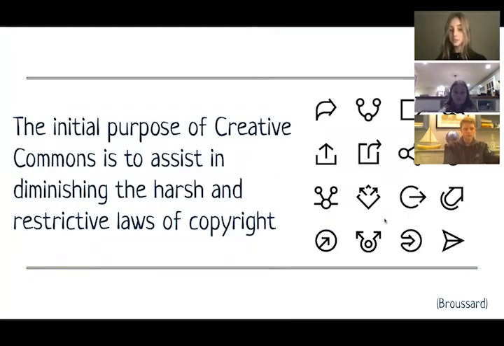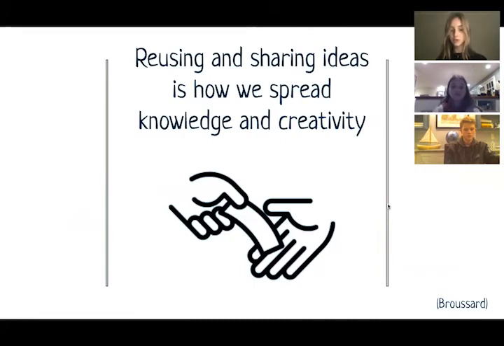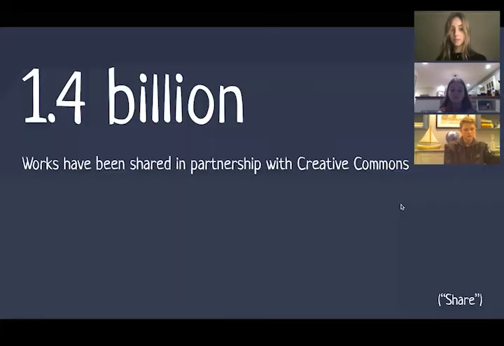The goal and initial purpose of the creation of Creative Commons is to diminish, or at least assist in the process of dampening, the harsh and restrictive laws of copyright. As a global unit, reusing and sharing ideas is how we spread knowledge and creativity, which is what makes this founding so paramount. 1.4 billion creative works have been shared while using Creative Commons licensing to step away from copyright restrictions.